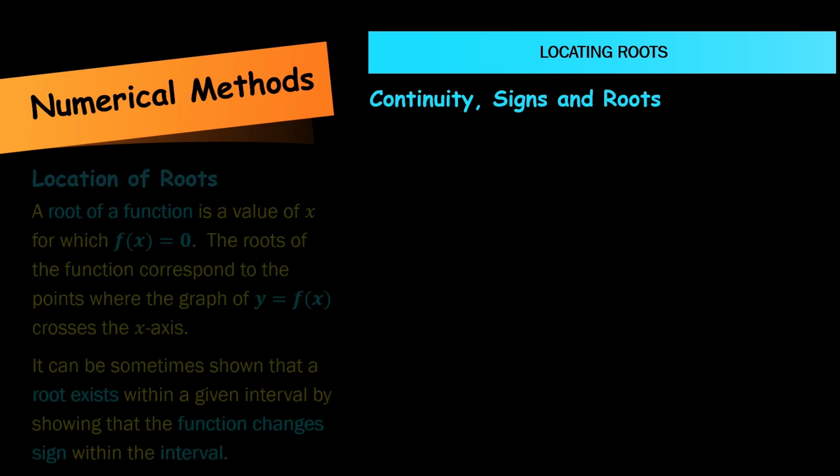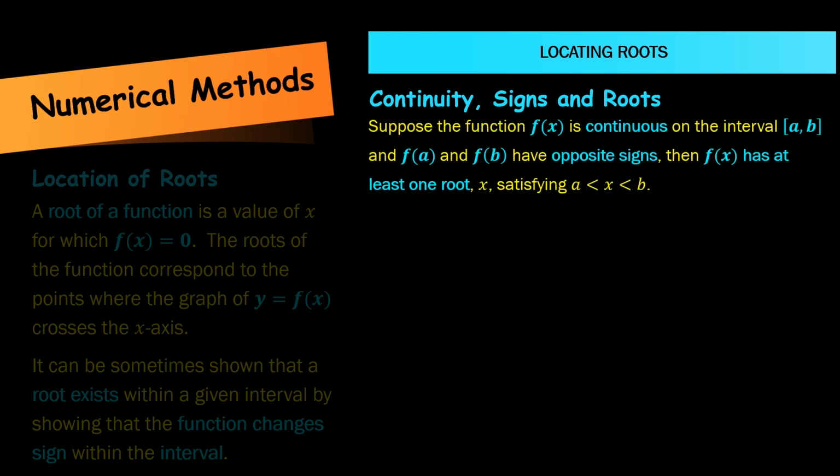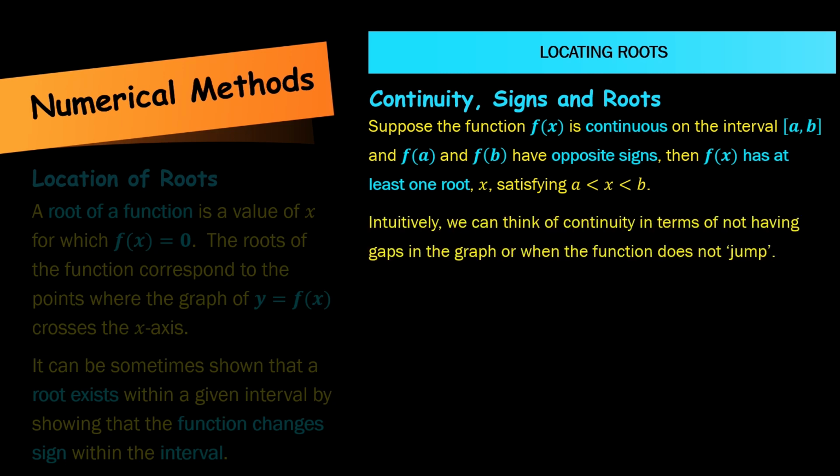We will now look at continuity, signs, and roots. Suppose the function f(x) is continuous on the interval [a, b], and f(a) and f(b) have opposite signs. Then f(x) has at least one root x satisfying a < x < b. Intuitively, we can think of continuity in terms of not having gaps in the graph, or when the function does not jump, so to speak.